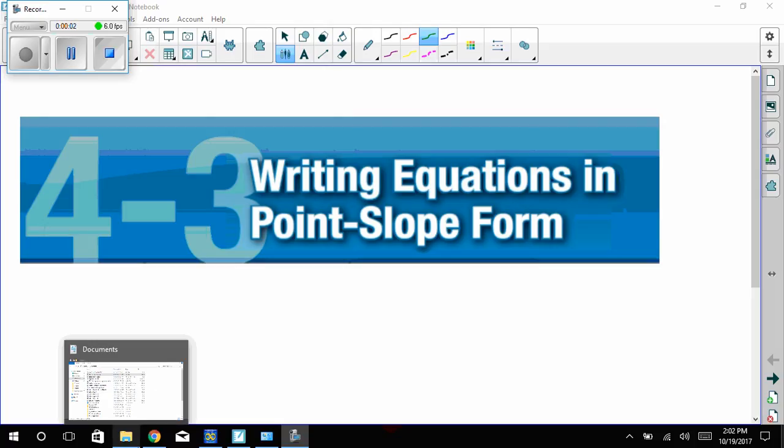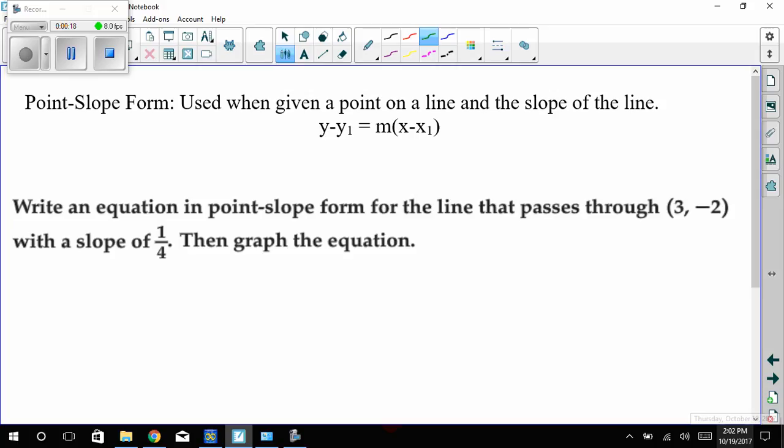Okay. Hey guys, today we're going to do section 4.3, writing equations in point-slope form. It's going to be a lot of what we've seen before. So we're going to start out with point-slope form. That's going to be new, but then after that, it's just going to be basically rearranging point-slope form into things that we have seen before.